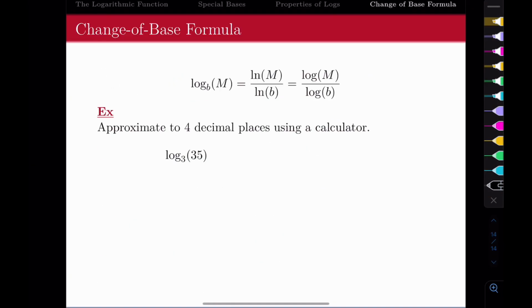So in general, this is what our change of base formula says. If I have log base b of m, the base goes in the bottom of either of these logs. Doesn't matter which one you use. Okay. So for this example, if I try to do log base 3 of 35, you can write this as log of 35 over log of 3. Or you can write it as ln of 35 over ln of 3. But either way, if you plug this into your calculator, you should see this is about 3.2362.